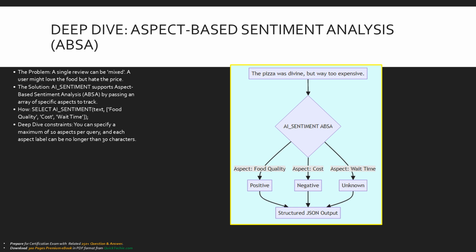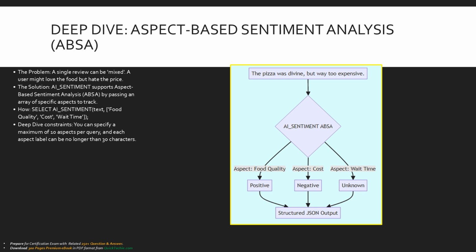AI sentiment solves this. You can pass a second argument to the function, an array of specific aspects or entities you care about. By executing select AI sentiment, passing your text, and then an array like food quality, cost, and wait time, the model will return independent sentiment scores for each specific aspect within the exact same JSON response. For architectural constraints, please note that you can specify a maximum of 10 aspects per function call, and each aspect label must be 30 characters or less to ensure optimal model performance.